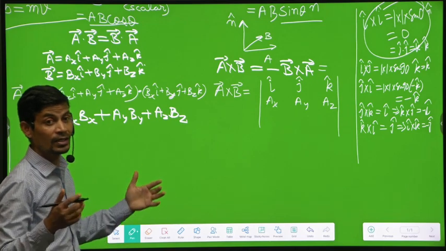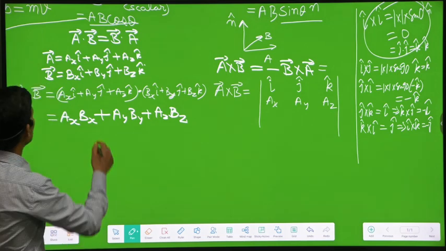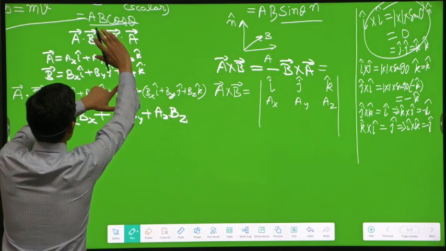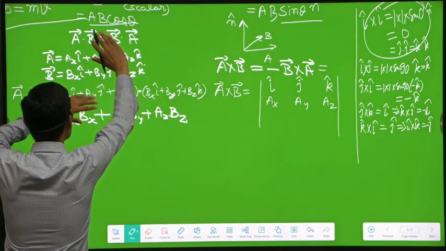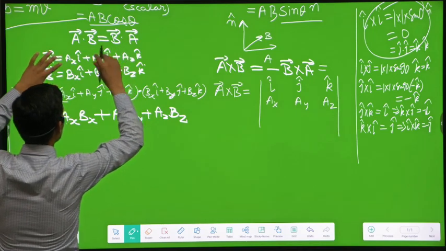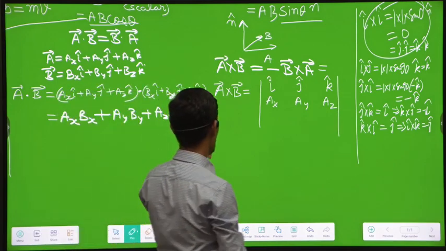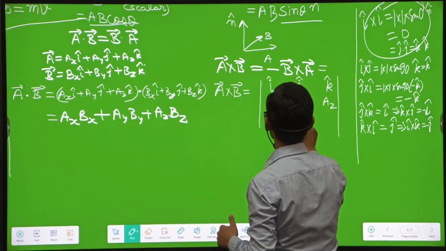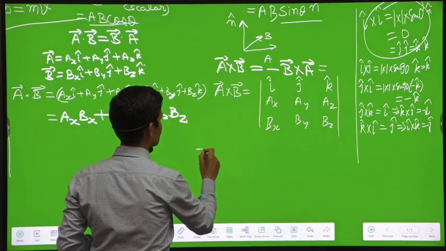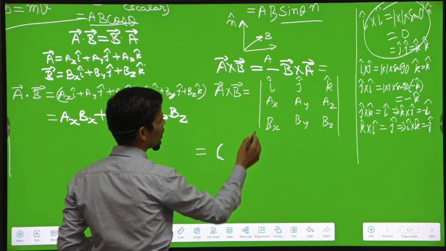So you can't miss anything while taking the cross product. If there is only a equal to ax i cap and b is this much, then still you have to take ax i cap, 0 j cap and 0 k cap. So be very, very careful about it. Okay. bx, by, bz. Step 1: draw a bracket.